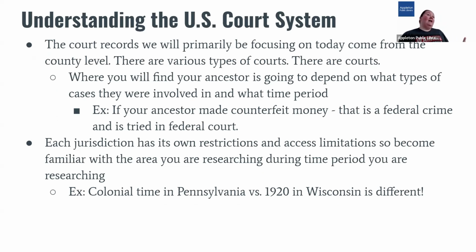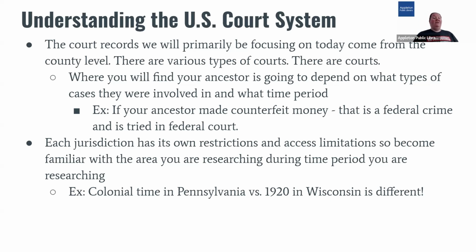So like I said, we're primarily going to be focused on US court records, but more specifically, we're going to focus on what's available at the county level. There are various types of courts, and I'll talk about all the different types in just a second. Where you're going to find your ancestor in these court records is going to depend on what types of cases they were involved in and what time period, of course.